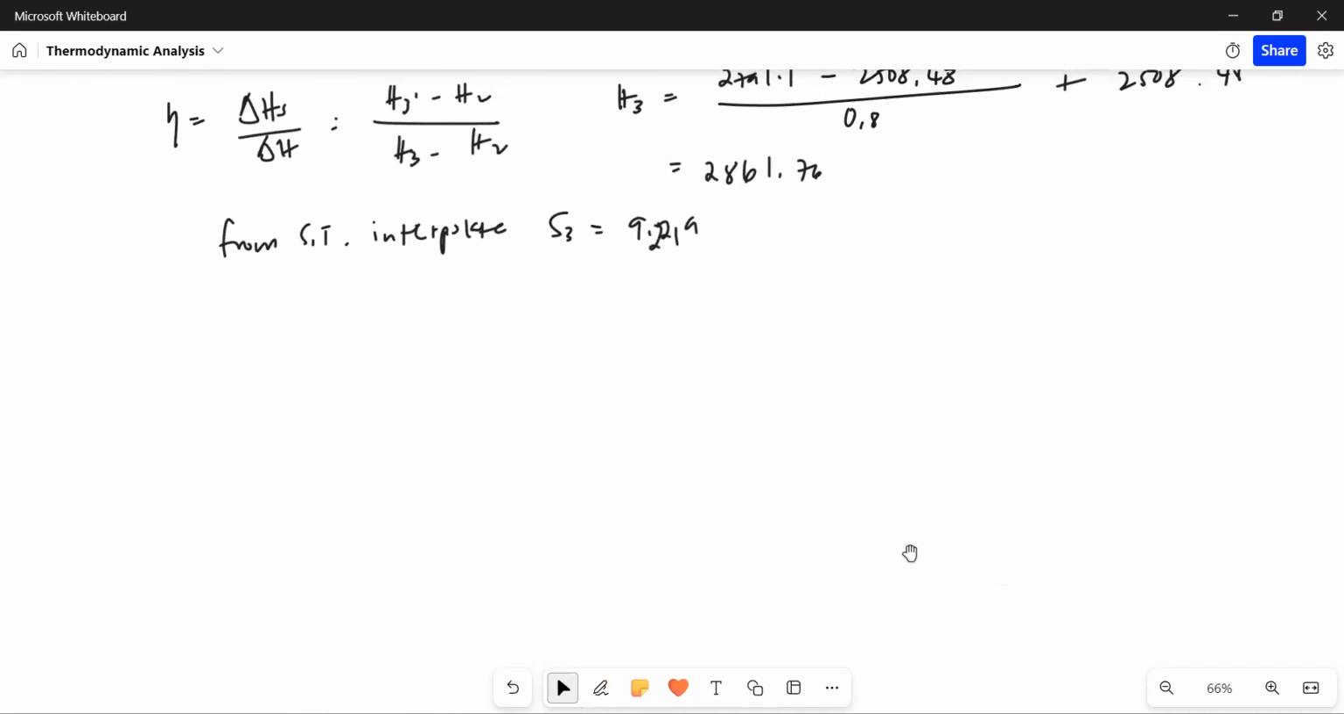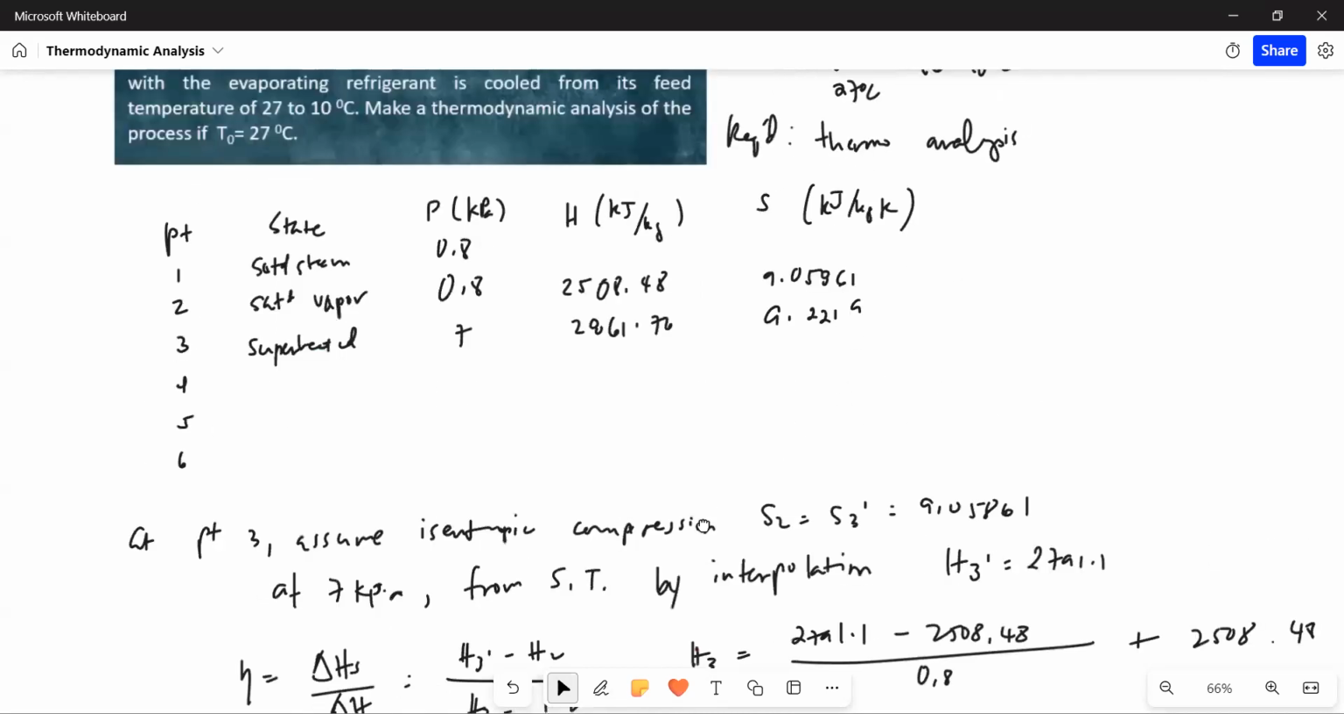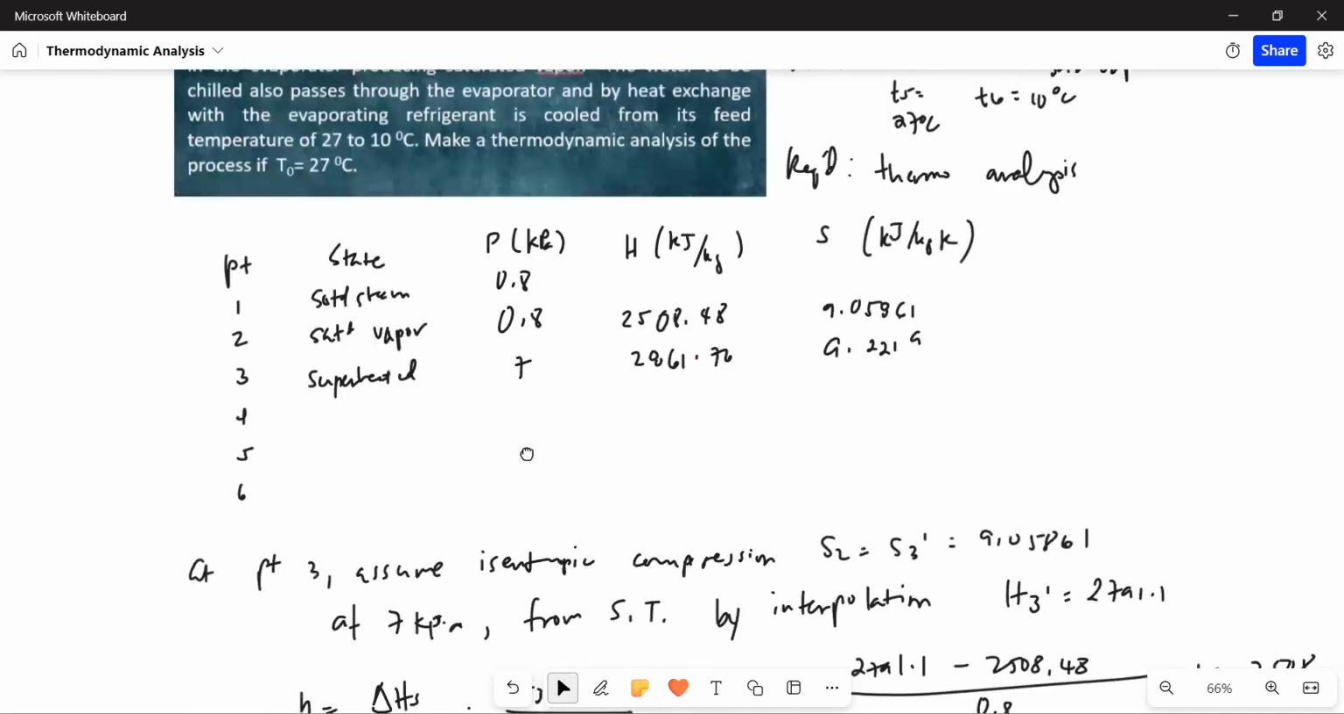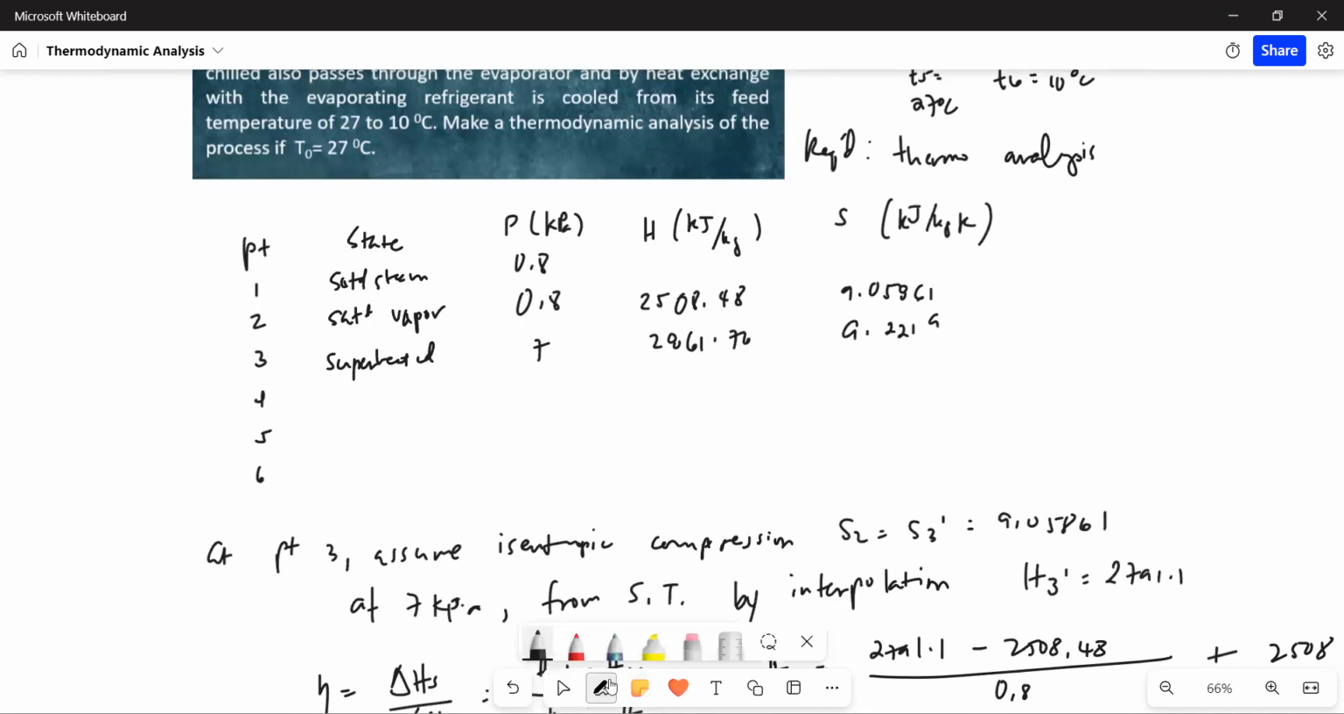Next is point 4, saturated liquid. Easy from the steam table. Saturated liquid at 7 kilopascals. From the steam table, H is 163, and S is 0.5591.